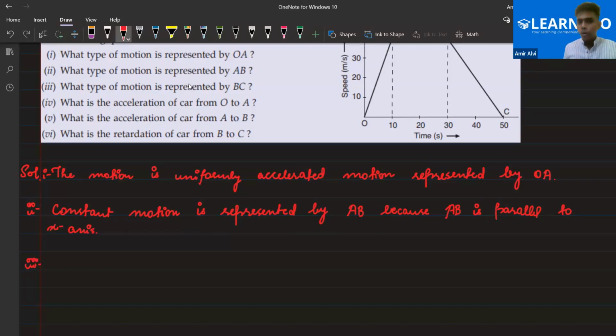Parallel to the time axis or x-axis. Third, what type of motion is represented by BC? It's a uniformly decelerated motion, right?